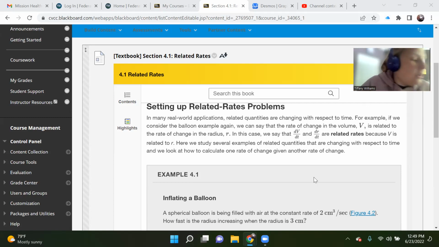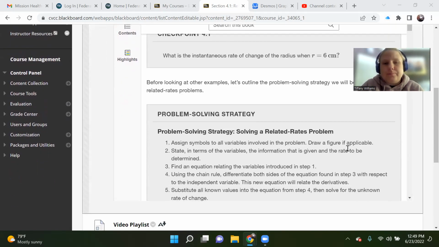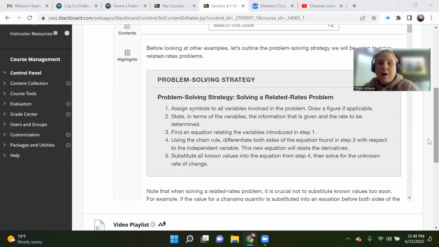So the next thing I want to do is look at the strategy for solving these problems. This is a great box to know and to refer back to. Here is our problem solving strategy for a related rates problem. Number one, assign symbols to all variables involved in the problem. Draw a figure if applicable. I strongly encourage you, if you've got a problem that you can draw a picture for, draw it. Number two, state in terms of the variables the information that is given and the rate to be determined.